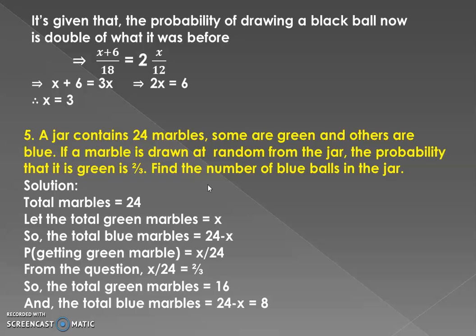So total are 24. We will assume that let the total green marbles be x. So if green are x, then blue will be 24 minus x. That is total minus green. So these are the number of green and blue marbles that we have taken. Now the probability of picking out a green marble will be x by 24.